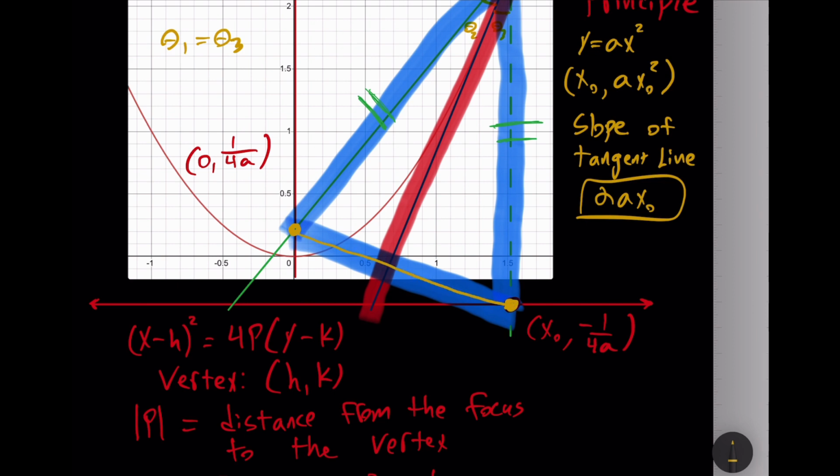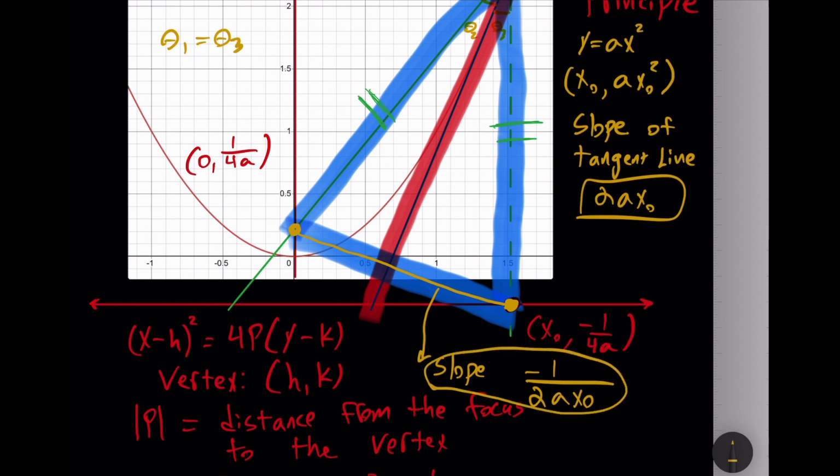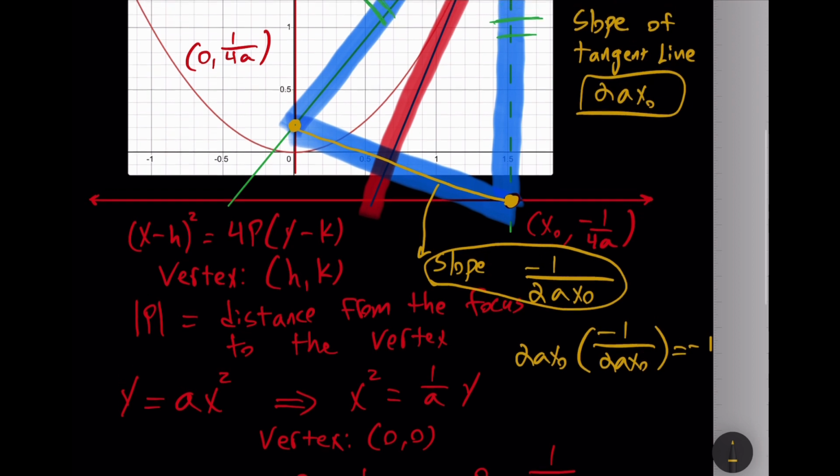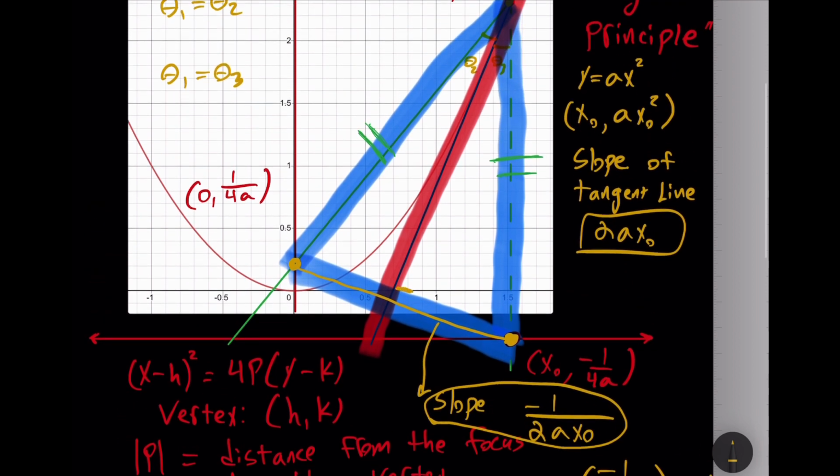And then if you figured out the slope from this point, (0, 1/(4a)), to this point, (x naught, -1/(4a)), you would determine that the slope there is -1/(2a x naught). Now notice that 2a x naught times -1/(2a x naught) is equal to -1. So that implies that we have perpendicular lines. So here we have a right angle. Moreover, that tangent line divides that isosceles triangle into two congruent halves.